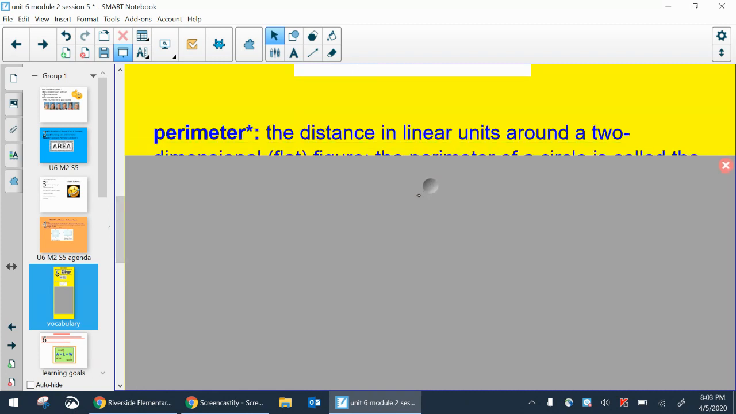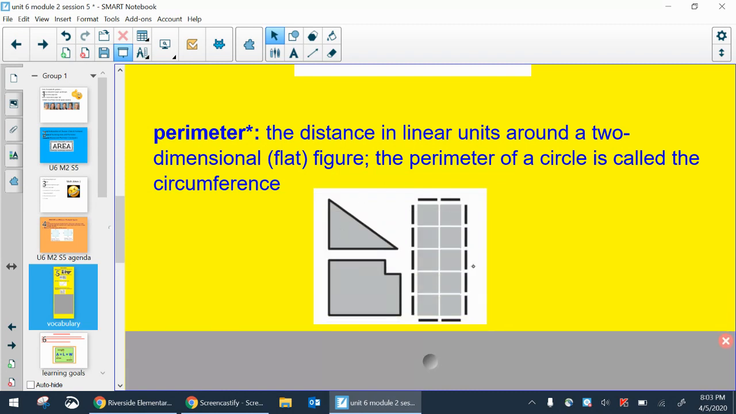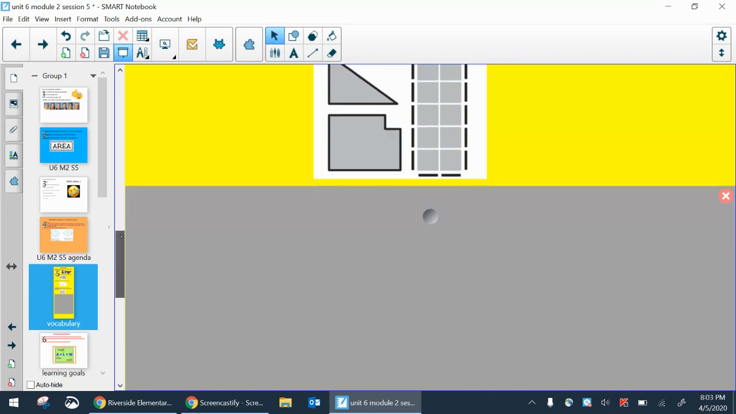Our next vocabulary word, perimeter, and our visual to go along with that. Perimeter is the distance in linear units around a two-dimensional flat figure. The perimeter of a circle is called the circumference. Continuing on.